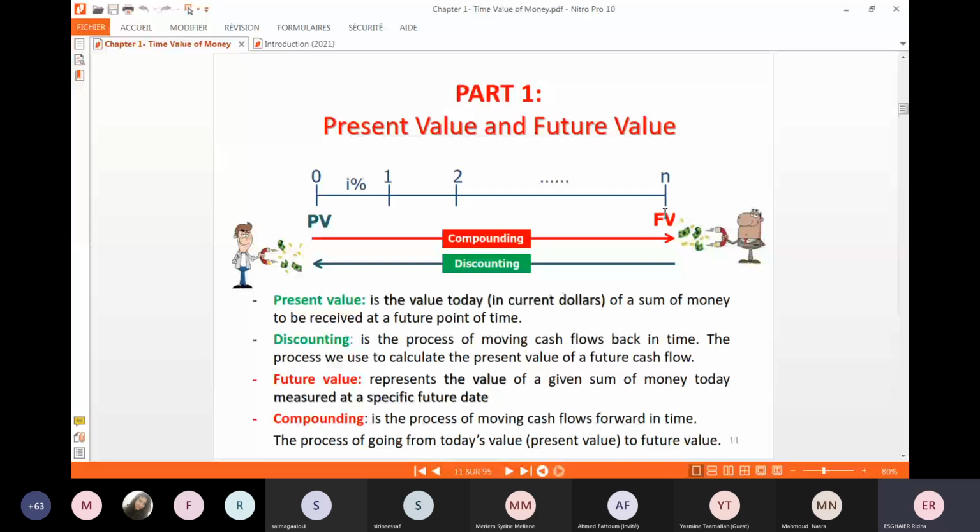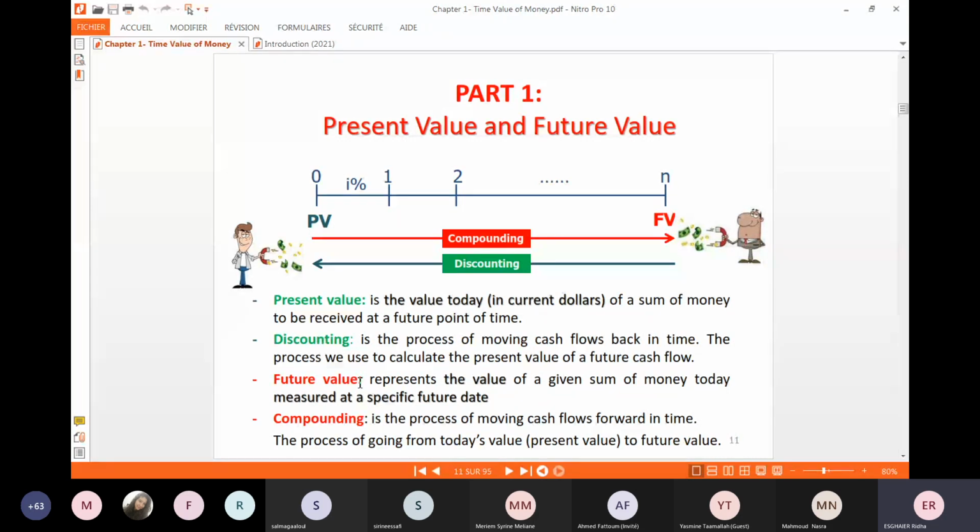And we need to compute its value today at the date 0. So we pass from the future to the present. The process that will allow us to move back in time to compute the value today of an amount to be received in the future is called in finance the discounting process. It's the process that we use to calculate the present value of a future cash flow.